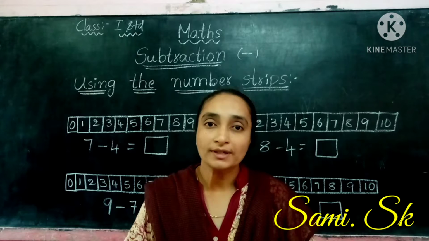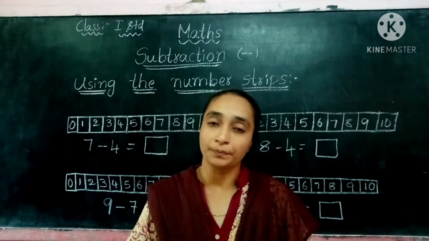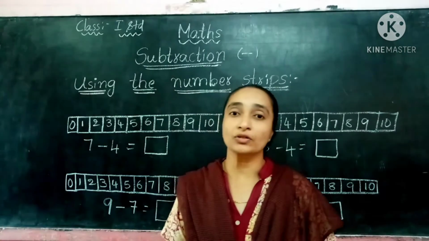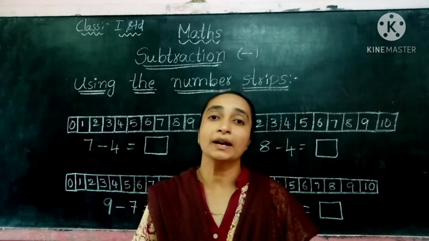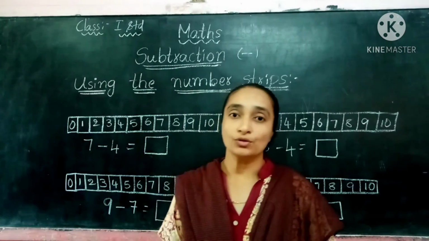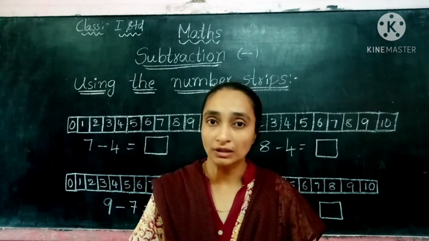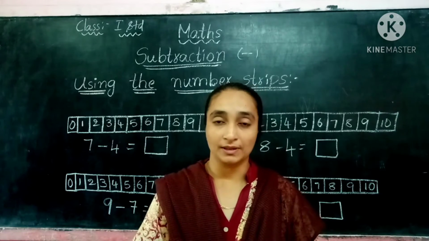Today we are going to discuss first class maths, the fourth chapter, that is subtractions up to 10. Children, in the previous class we already learned about subtractions by the crossing out method. So today we are going to learn about subtractions using the number strips.